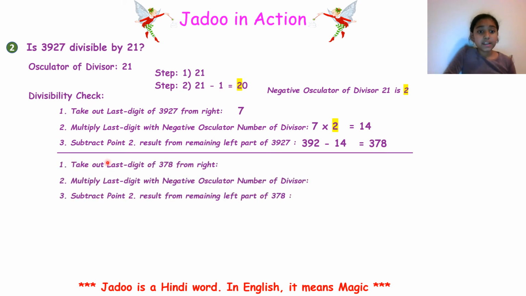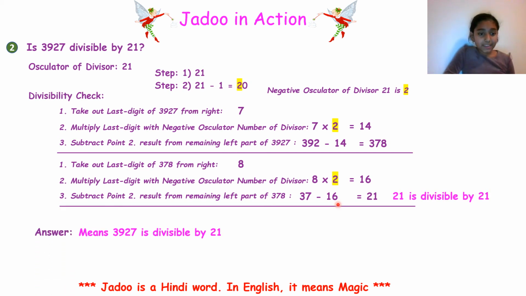So first, take out the last digit of this number from the right, which is 8. Multiply the last digit with the negative oscillator number of the divisor, which is 8 times 2 is equal to 16. Third, subtract this result from the remaining left part. So 37 minus 16 is equal to 21. 21 is divisible by 21. Means this number is divisible by 21.